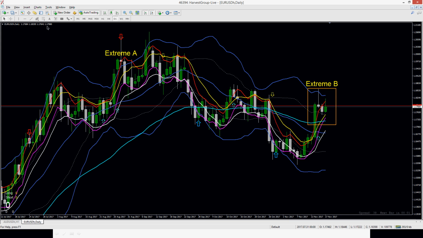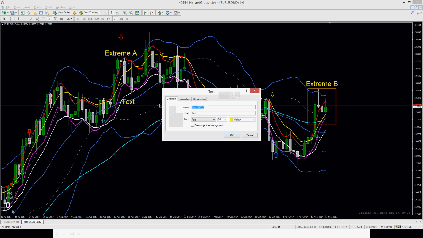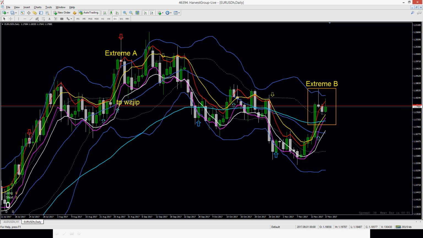So we have Extreme A over here. Then obviously we will have TP Wajib over here. That's TP Wajib because whenever you have Extreme A, the take profit will be at MA5 low, MA10 low, or mid BB. But to be safe, I'd rather take my profit on MA5 low.